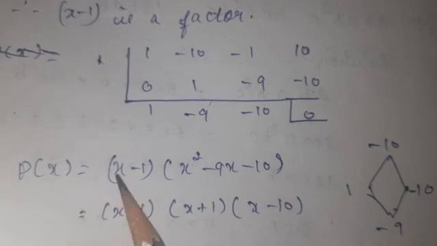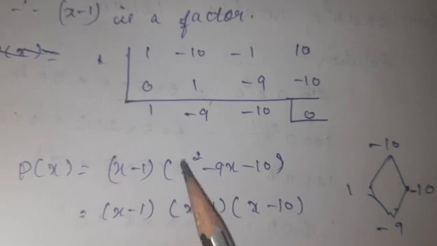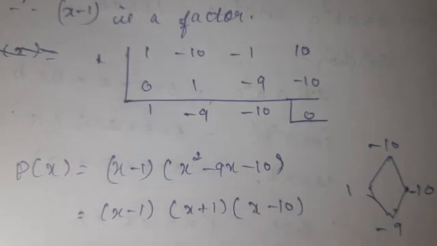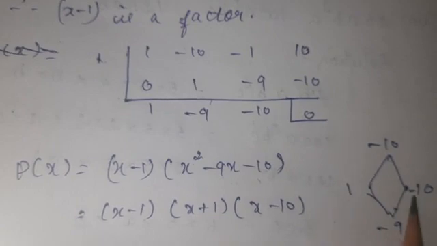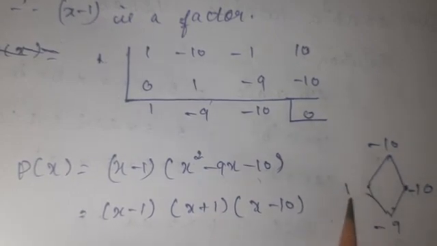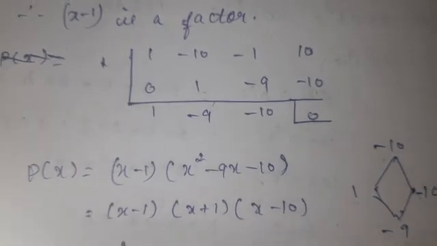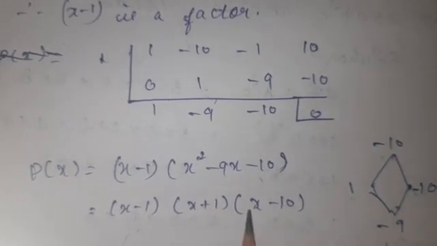P of x is equal to x minus 1 into, here we should write that one as x square minus 9x minus 10. Then find the factor. Here I am taking minus 10, this one as minus 9. 1 into minus 10 you will get as minus 10. Then 1 minus 10 value is minus 9. So x minus 1 into x plus 1 into x minus 10. This is our factor.